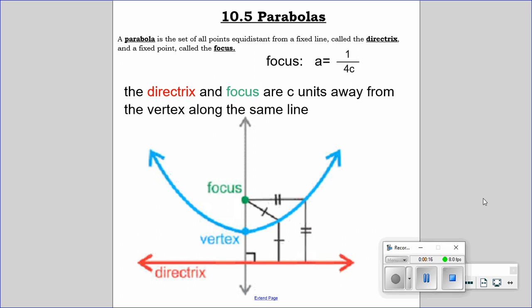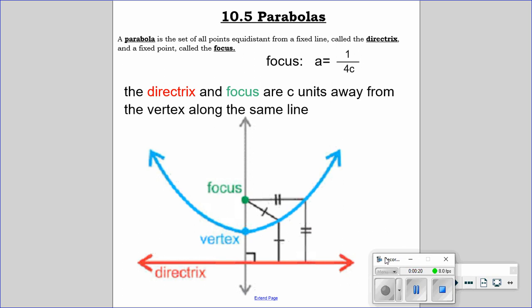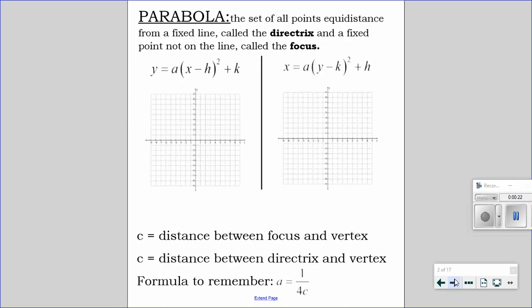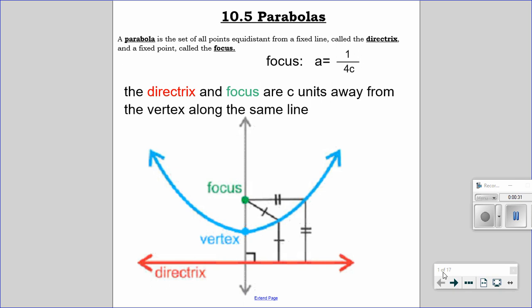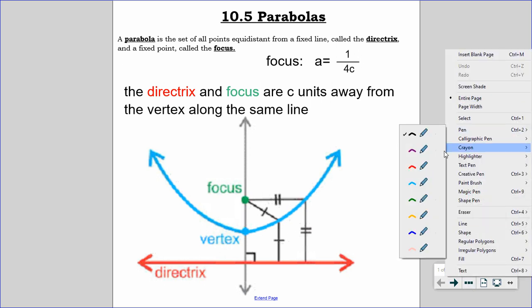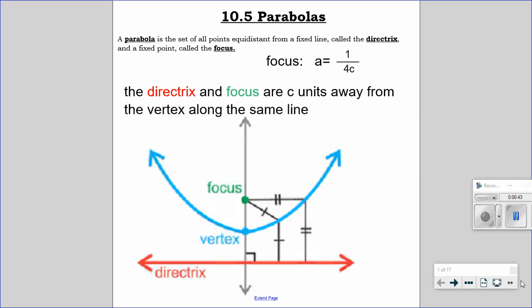You know that we have this general form, y equals a times x minus h all squared plus k. Well, there's a few extra things about parabolas that we didn't talk about. So with the vertex, here is your vertex, our h, k. Our h, k is our vertex.